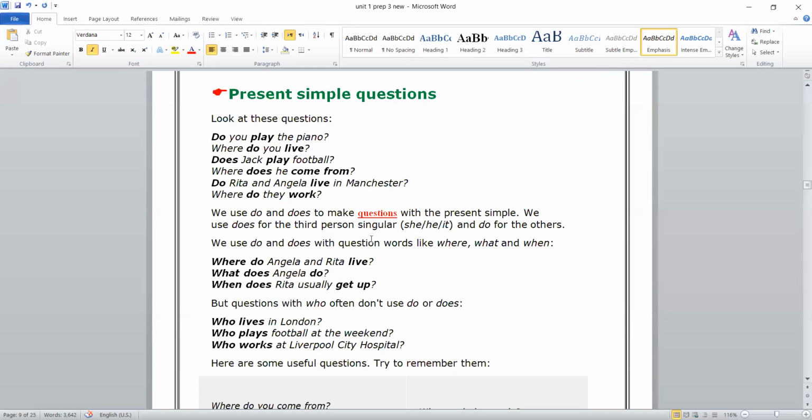If I say, I play the piano, and you want to ask me, do you play the piano? I live in Cairo. Where do you live? Jack plays football. If I want to ask if he plays football, does Jack play football? So we use the auxiliary verbs do and does to help me form a question.